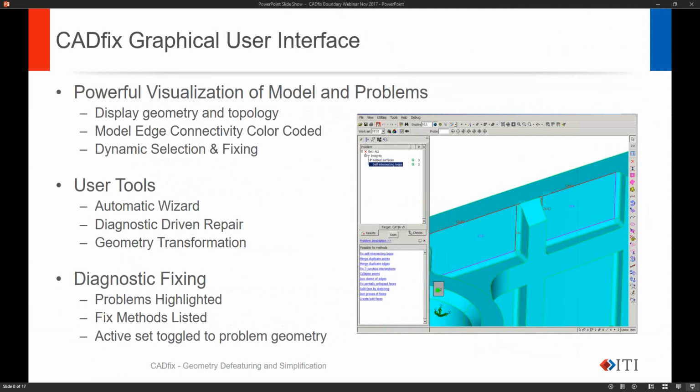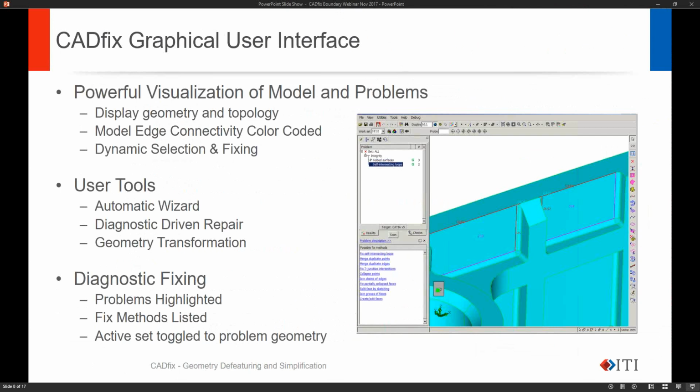When the models are in CADFix, you can see we have visualization of the model on the right-hand window. This displays the geometry and the topology. Model edges are color-coded, so this shows the connectivity. So a green edge is connected to 2 faces, which is good. And the idea is when we repair a model, we need a nice green model. If we have poorly connected edges with under the right number of connections, it will be displayed in red. If it's over connected, we'll then have yellow and blue edges displaying.